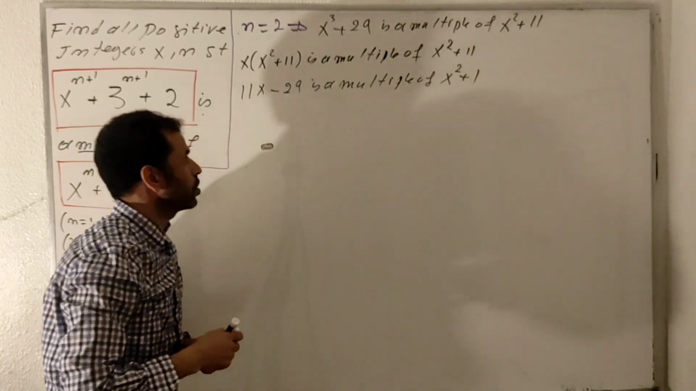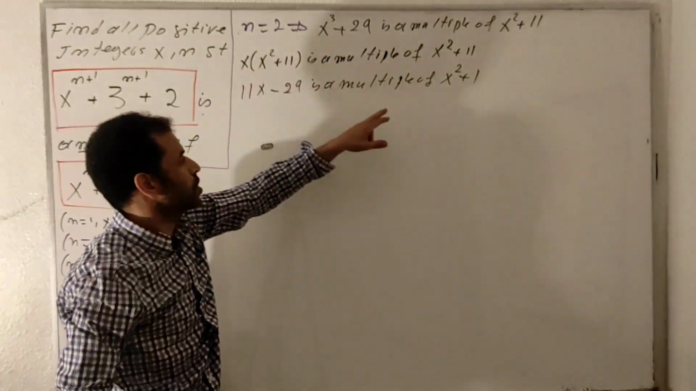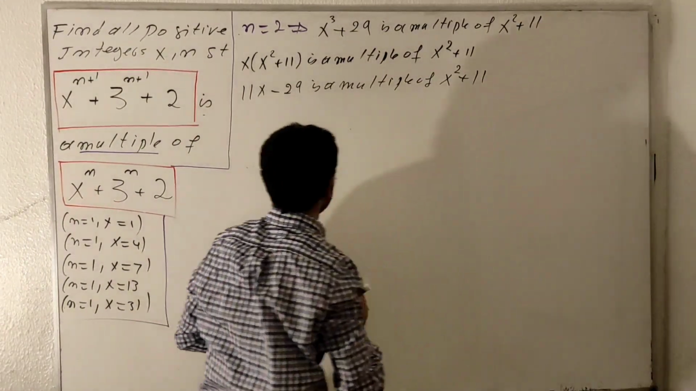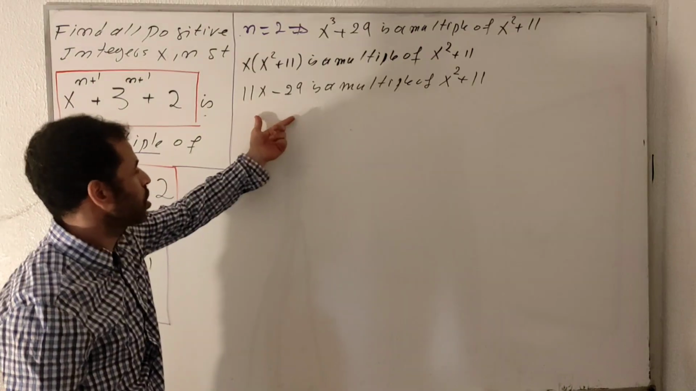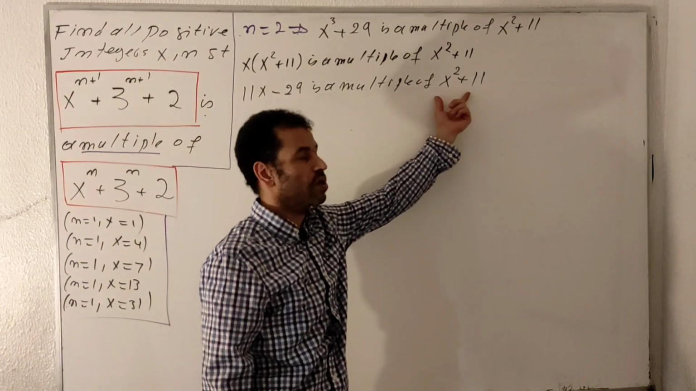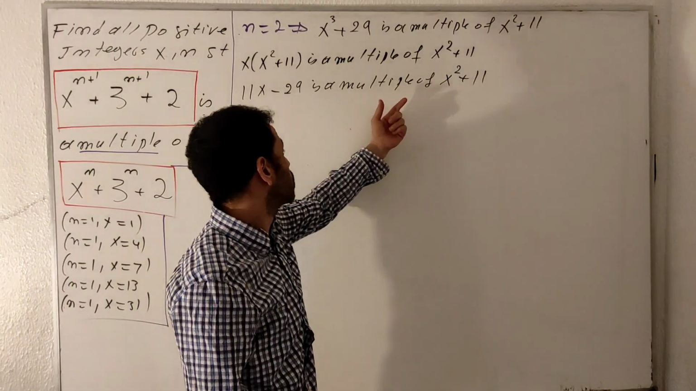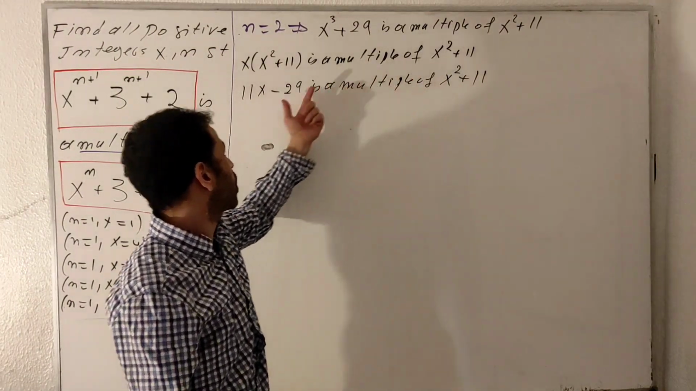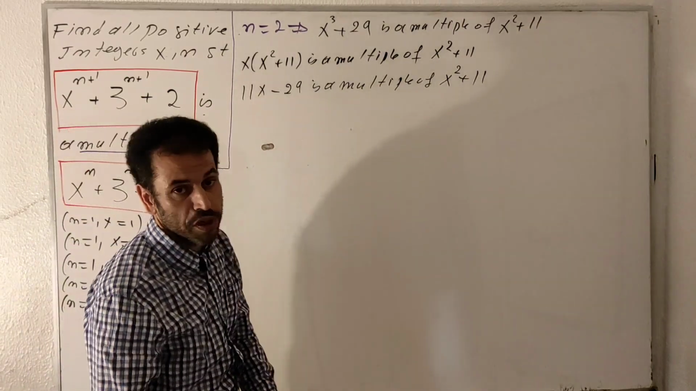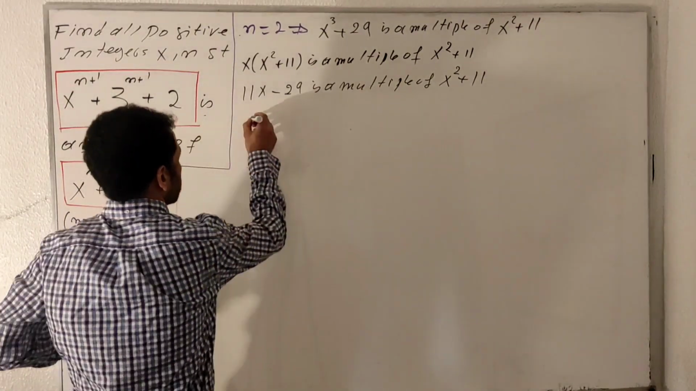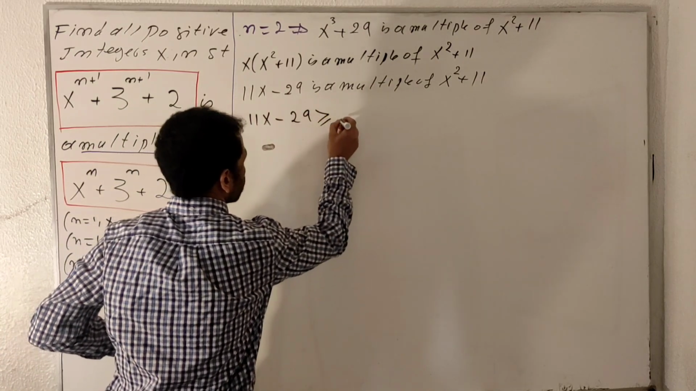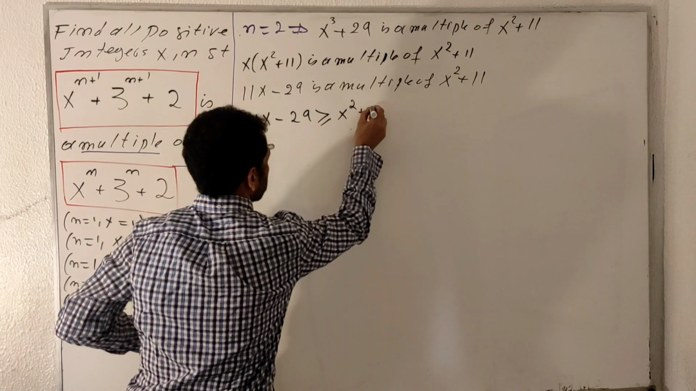So as I said before, the difference of these two numbers is a multiple of x squared plus 11. Now, the expression is telling us this one is written as numerator, this one as denominator, which means x squared plus 11 divides this term. That means the numerator is always bigger than or equal to the denominator, so 11x minus 29 is bigger than or equal to x squared plus 11.